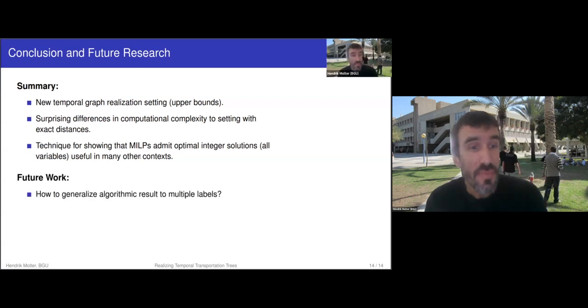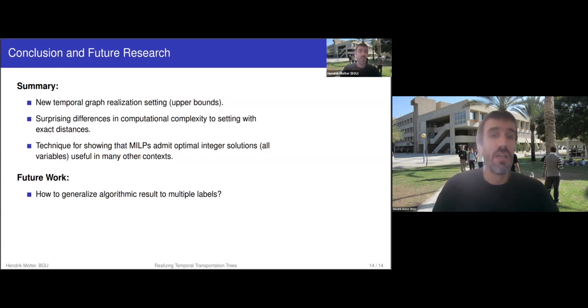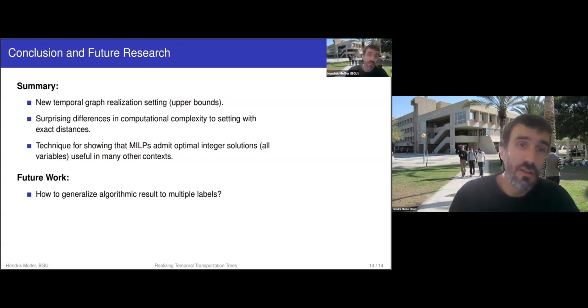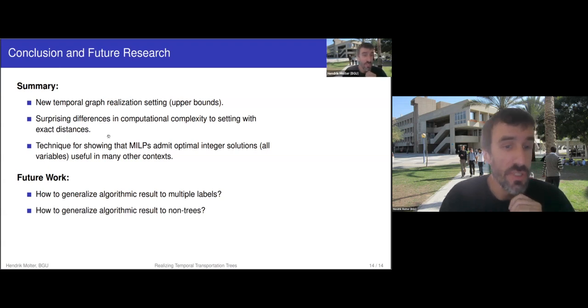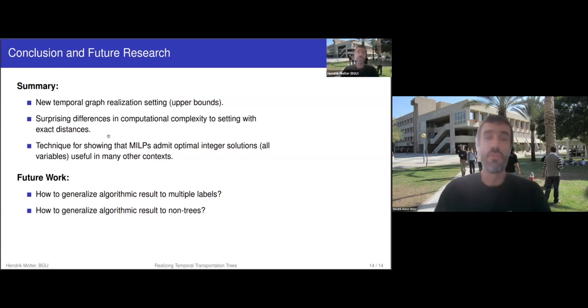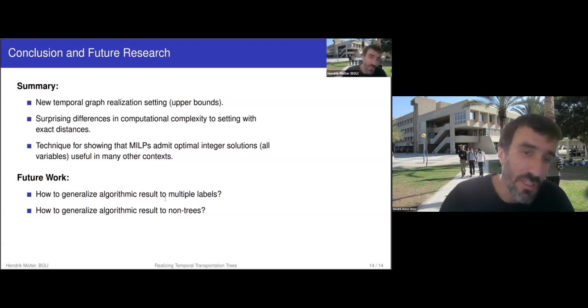And for future work, on the one hand, of course, also in this setting, it would be interesting to generalize, especially the algorithmic results, to multiple labels. And it also would be interesting to see whether there are some non-tree-like topologies that we can still get algorithmic results for.